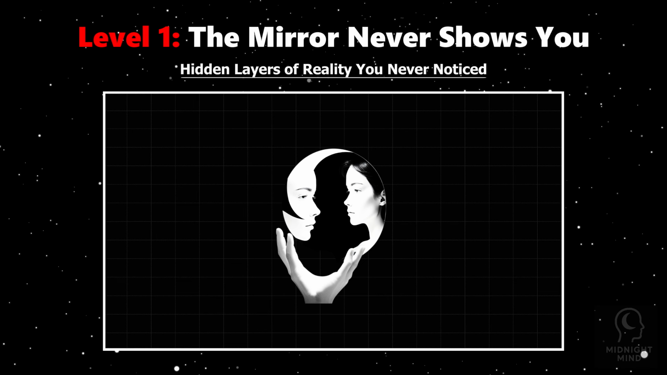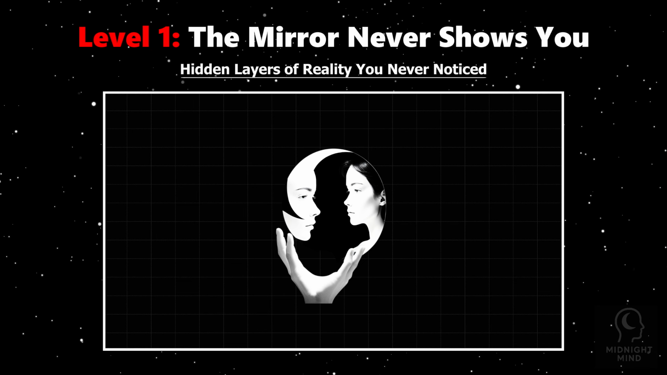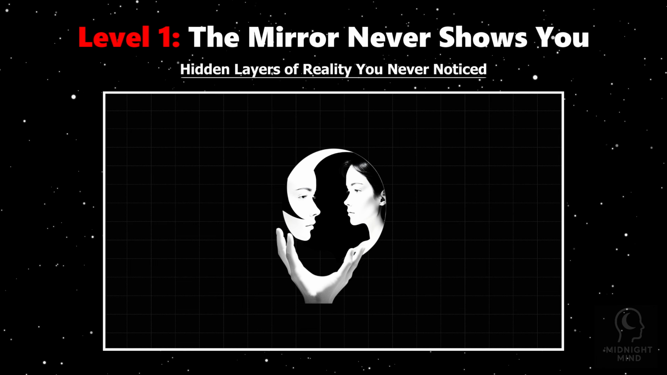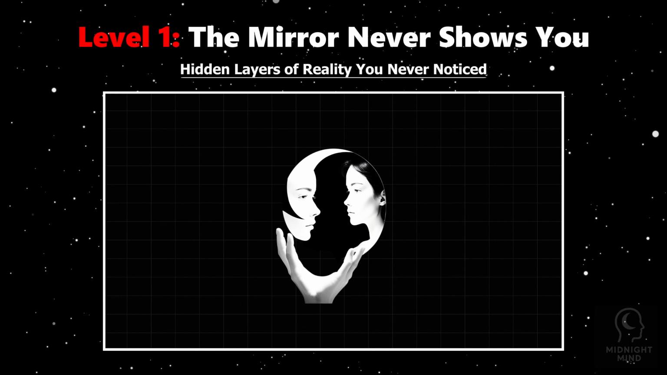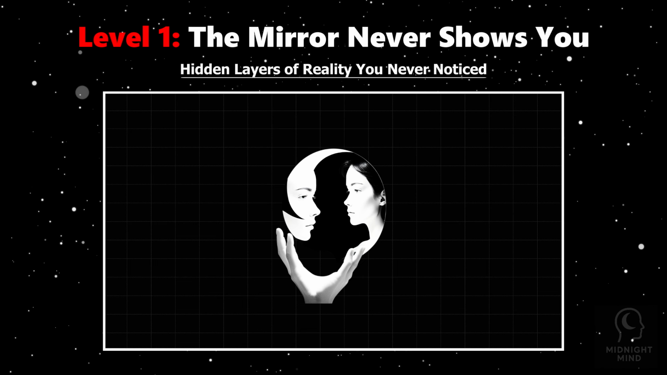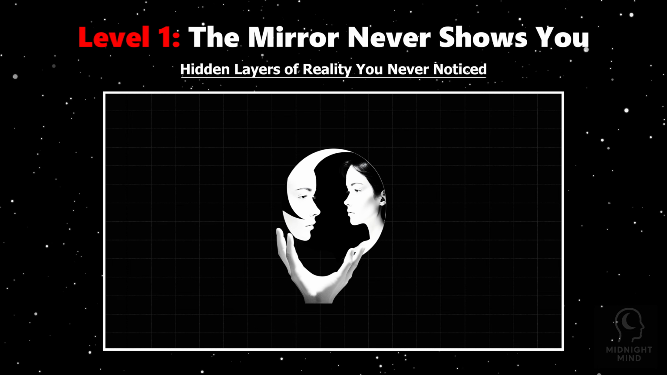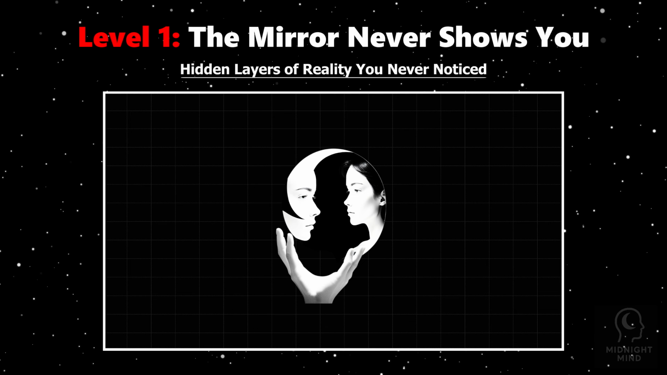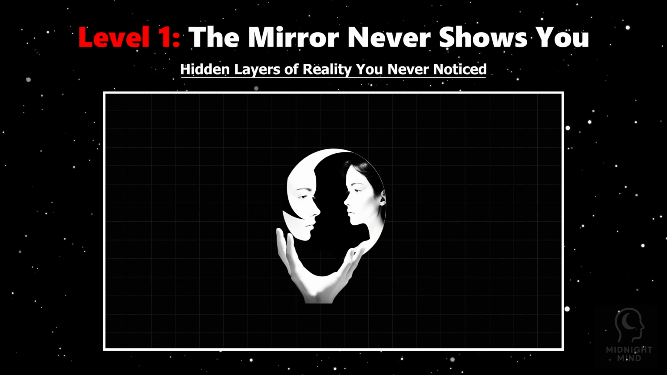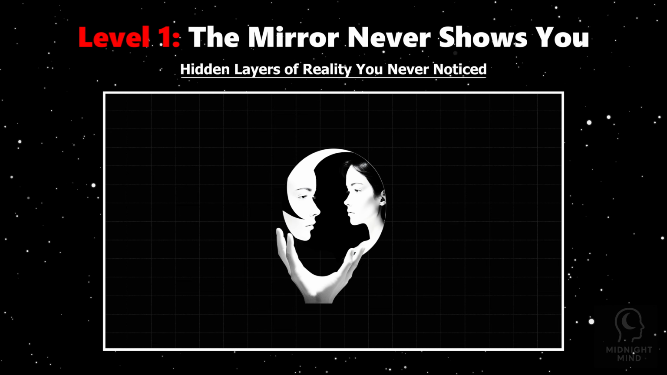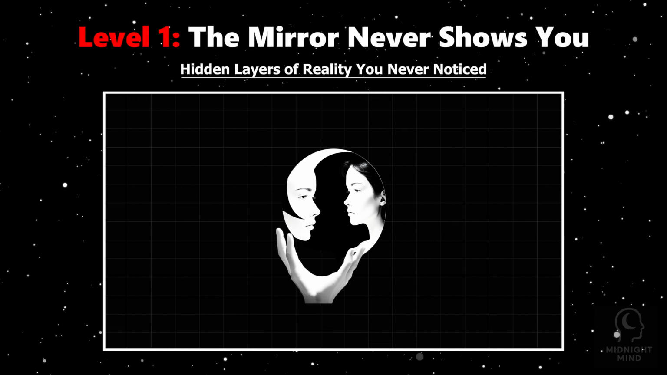The reflection you see is not instantaneous. Light has to travel from your face to the mirror and then bounce back to your eyes, introducing a tiny delay, about a few nanoseconds. While imperceptible, this delay means the mirror shows a slightly older version of your movements, never the exact present moment.